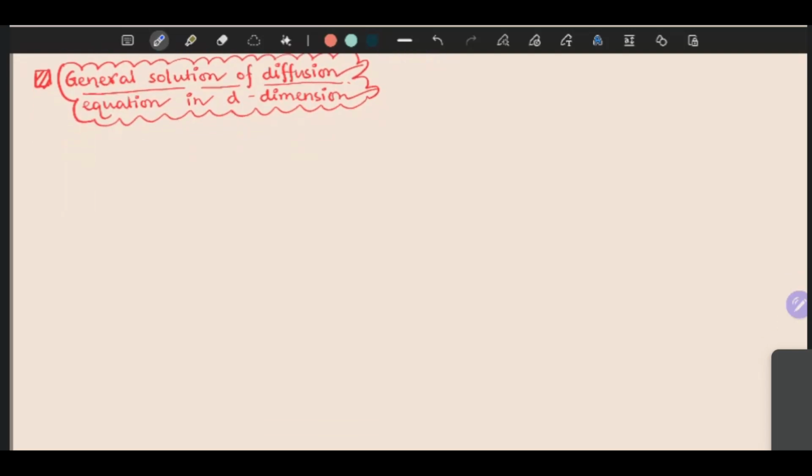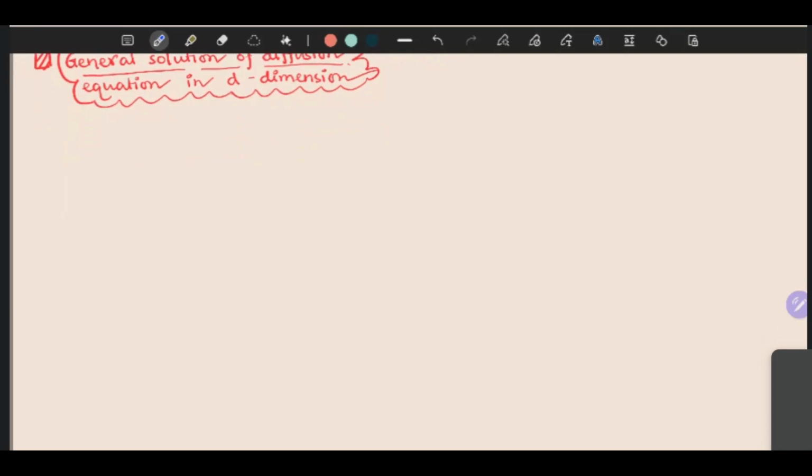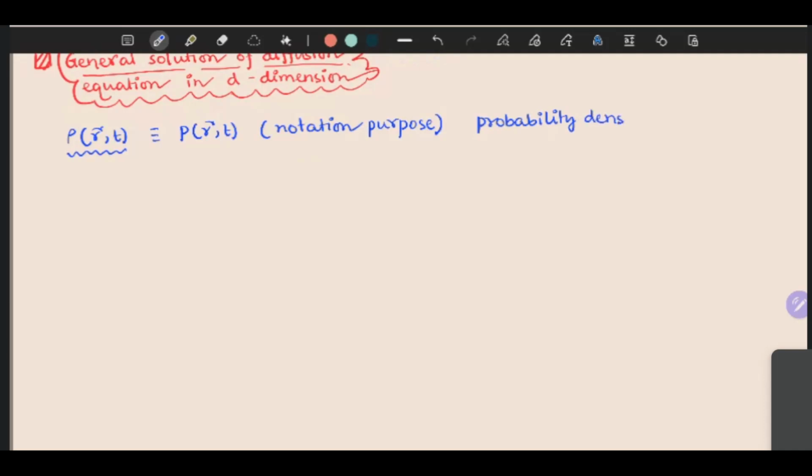So now to find the diffusion equation for probability, let's change rho(r, t) to p(r, t). It's just for notation purposes; you can use any notation, because the diffusion equation is applicable to any kind of system where there is some gradient, but here we are talking only about probability density, and this solution is the general solution of that equation.